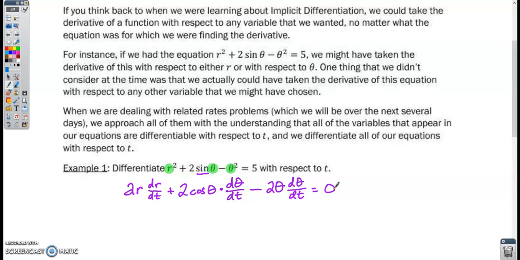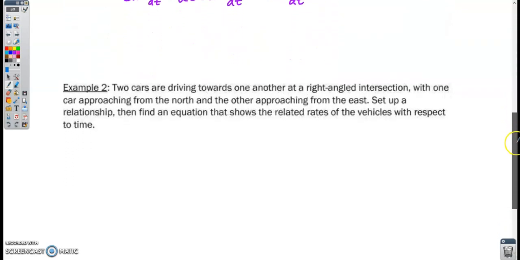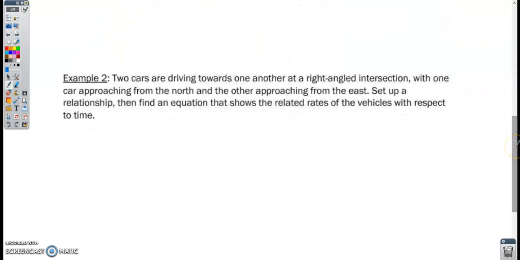Okay? Let's look at our next example, example 2. 2 cars are driving towards one another at a right-angled intersection, with one car approaching from the north and the other approaching from the east. Set up a relationship, then find an equation that shows the related rates of the vehicles with respect to time. So we have one car coming from the north and one car coming from the east, and they meet at a right-angled intersection.